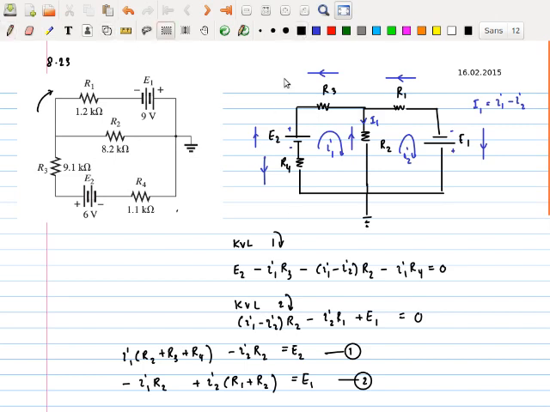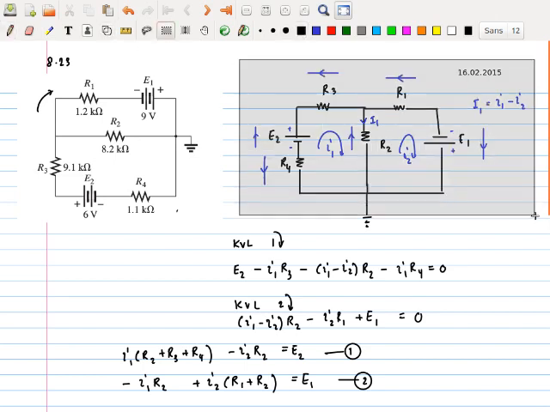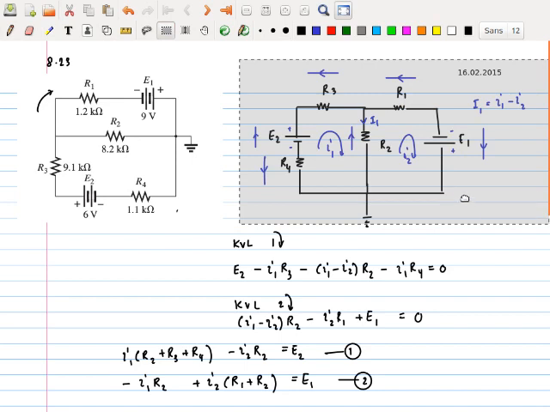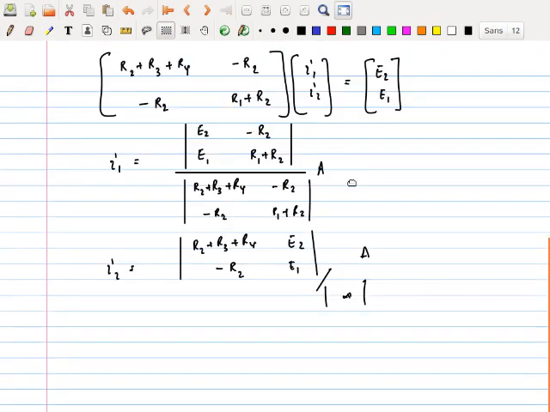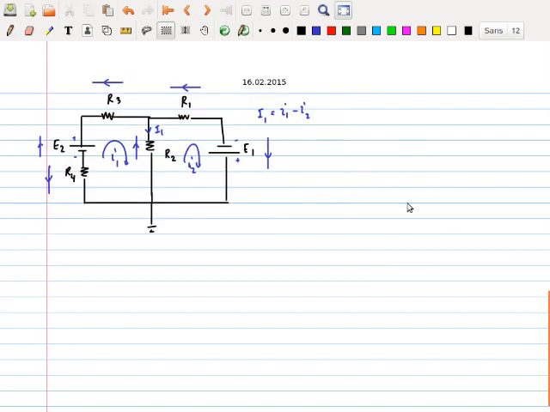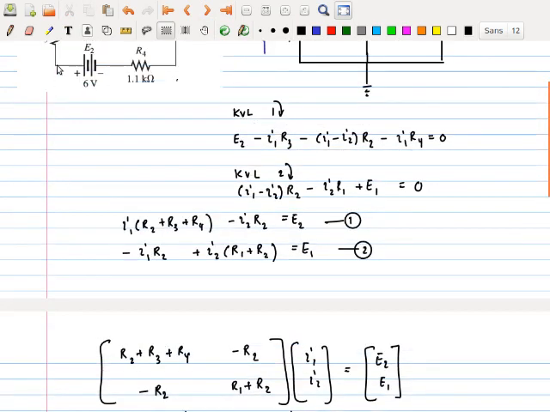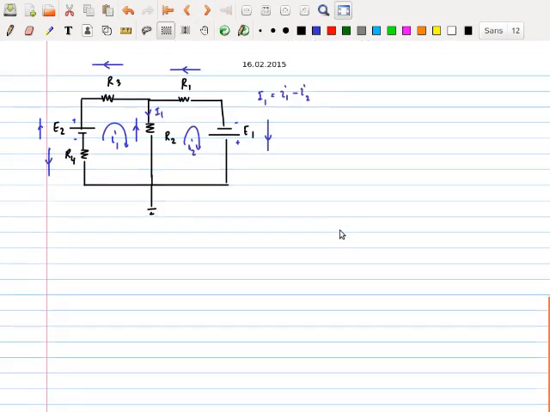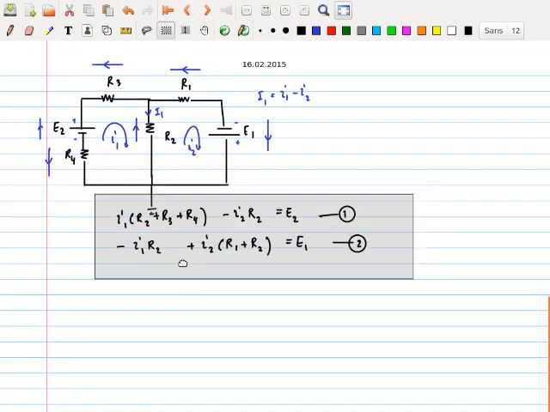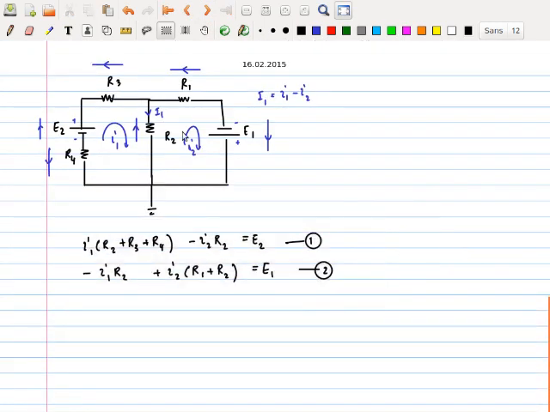So let's take this one out and put it on a new sheet. Then also let me take these two equations and put them over here. Now everything is perfect.